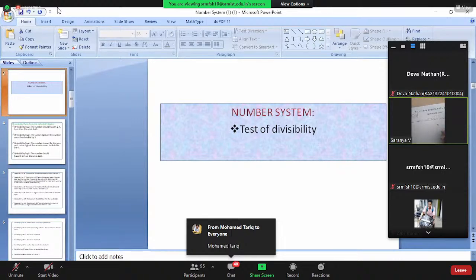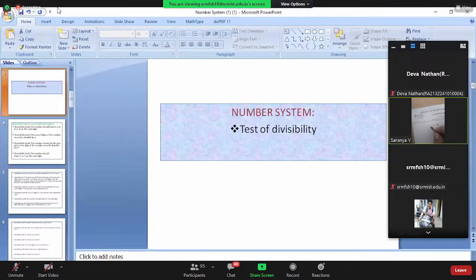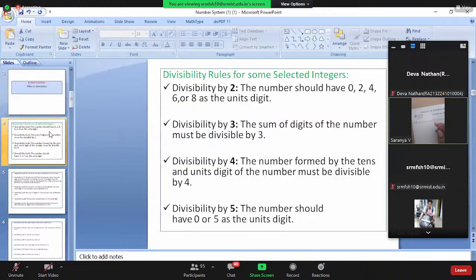So today's topic is test of divisibility. We know each and every number has a rule to check the test of that, that is the divisibility check, right?